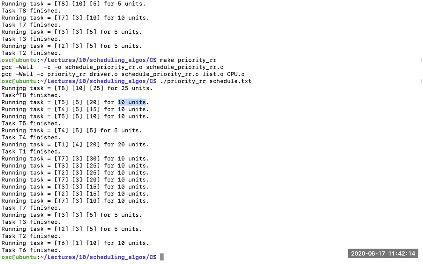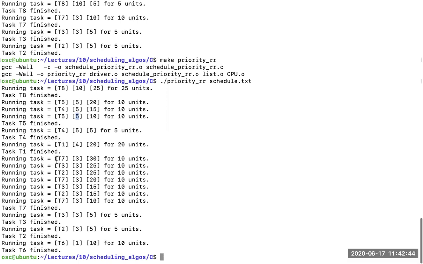So you can see the task T8 would actually start executing, and then we have tasks 5 and 4. Those have priority 5. So those actually started executing simultaneously using the round robin approach. Once task 5 finishes, the task 4 would actually finish.